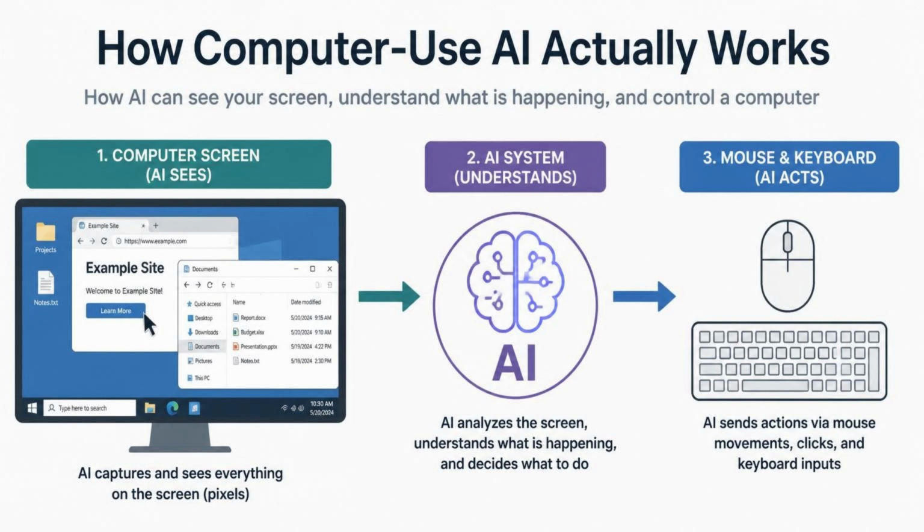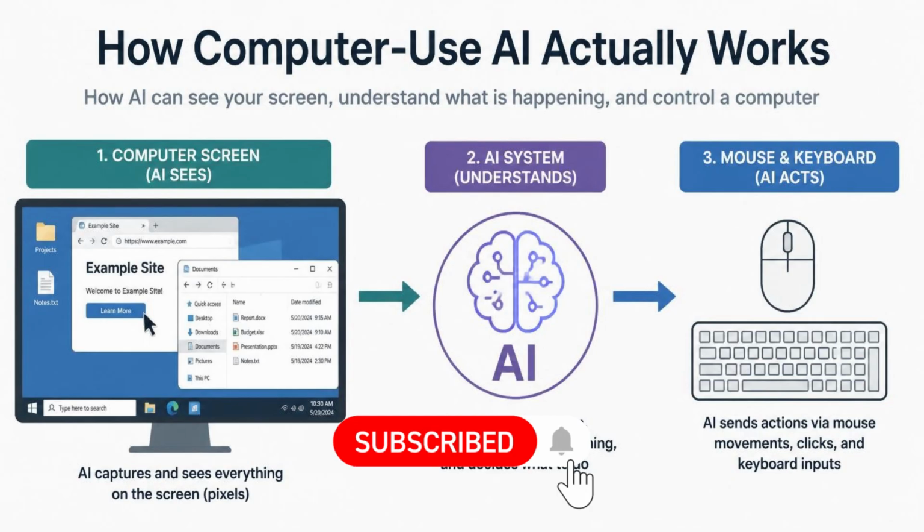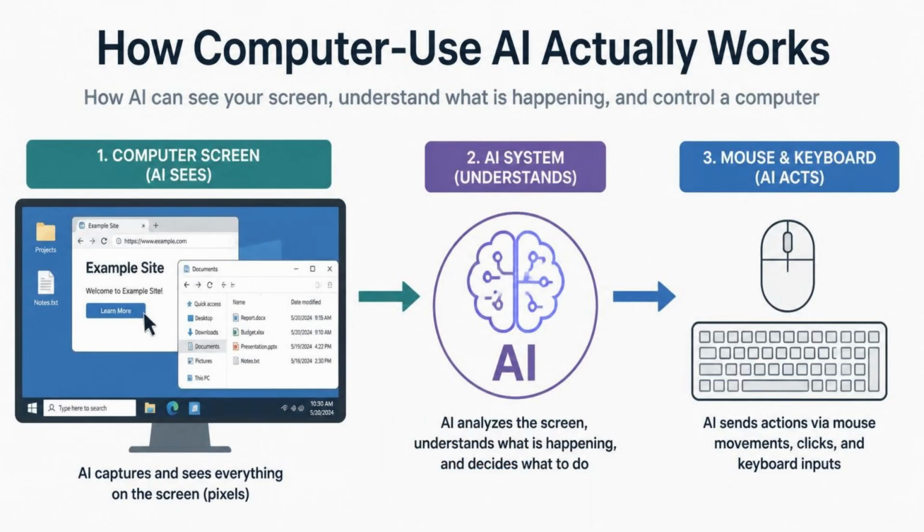Imagine telling an AI, "Open my browser, find the monthly sales report, and download it." A normal chatbot might explain how you can do this, but computer use AI is designed to actually interact with the computer. It can look at the screen, understand what is displayed, decide what action to take, move the mouse, type on the keyboard, click buttons, and then look at the new screen. So how does this actually work? In this video, we'll break the entire process down step by step.